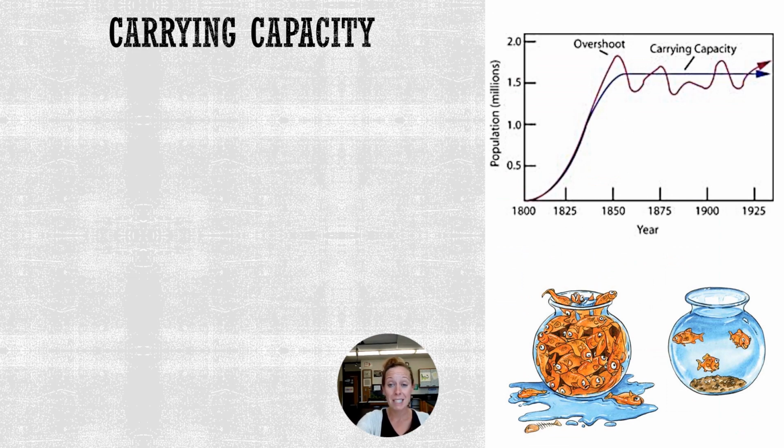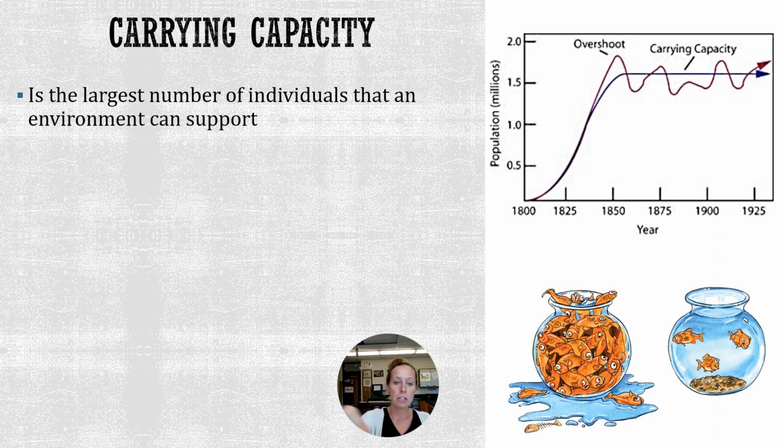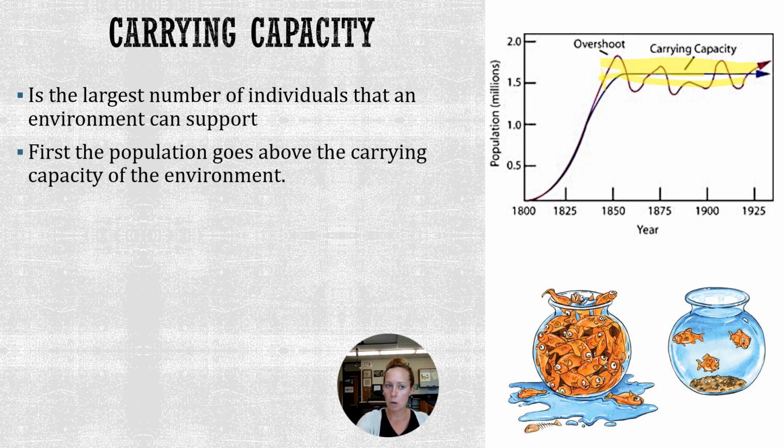Okay, so carrying capacity, a little bit more on it. This is the largest number, and for carrying capacity, we're talking about this area here. This area here is carrying capacity. It's the largest number of individuals that an environment can support, the most that it can support comfortably. So first what happens is the population is going to go above carrying capacity. So a population ends up overshooting carrying capacity. You have too many individuals, right? When you have too many, a bunch die and you end up underneath it, okay?